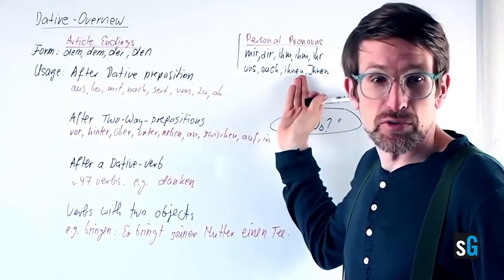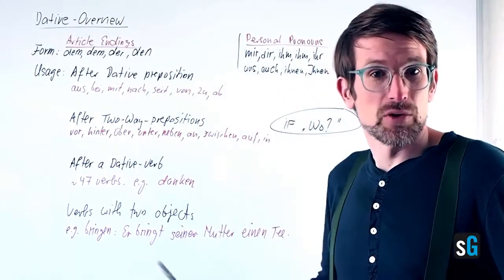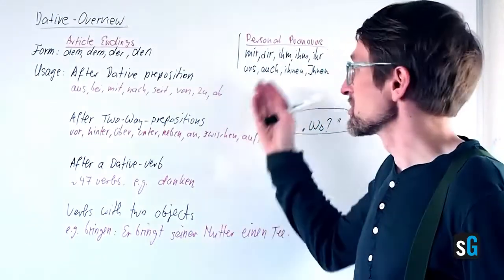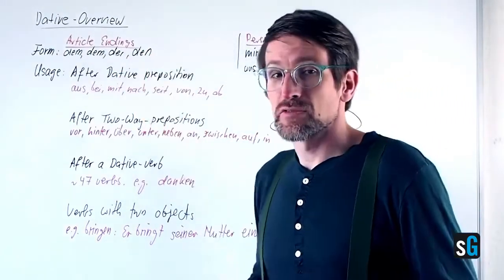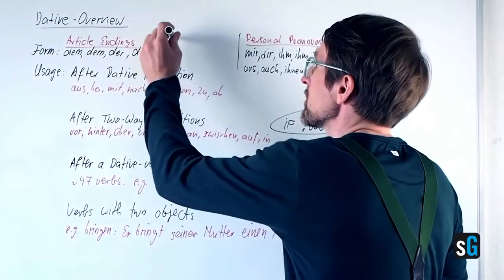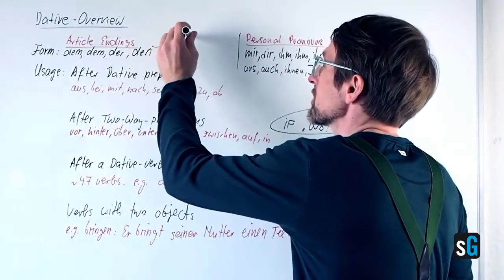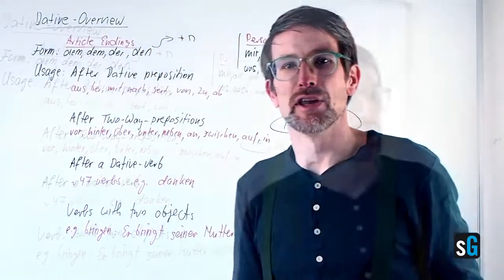You might already know the question, wie geht es Ihnen? Ja, oder wie geht es dir? So this is the dative. So the specialty for the plural is that you have to add another n at the end of the noun.